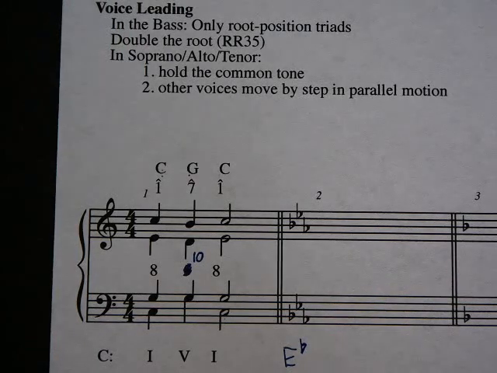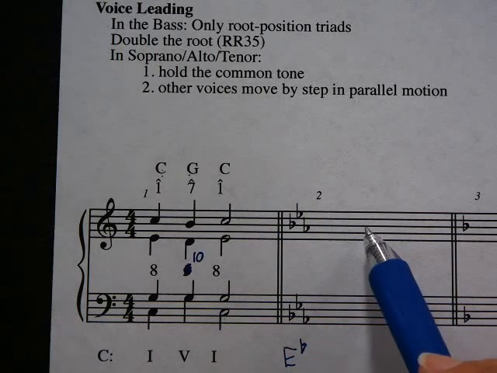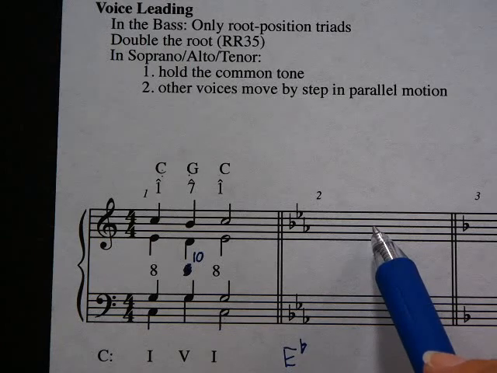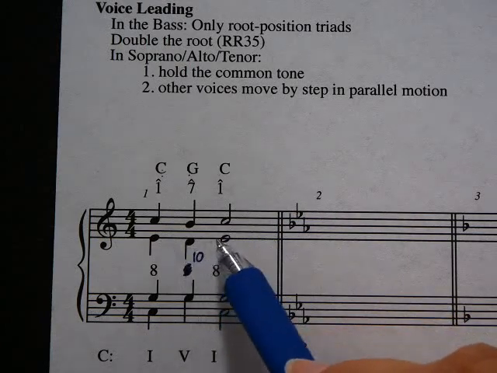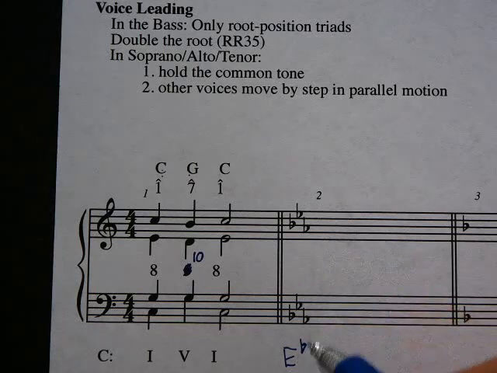Transpose the first measure of each system. Retain the voice leading. The soprano was do, ti, do. The soprano will still be do, ti, do in measure 2. The alto is mi, re, mi. Your alto will still be mi, re, mi, transposed to E flat. Okay.